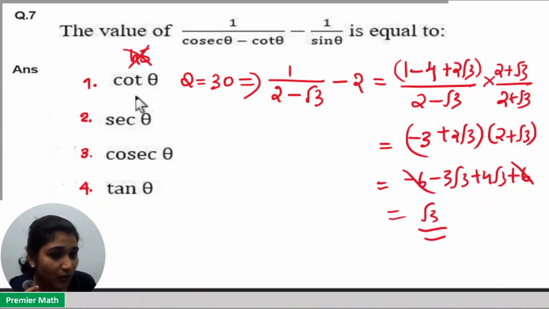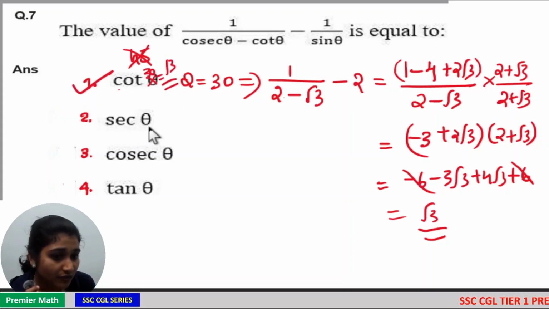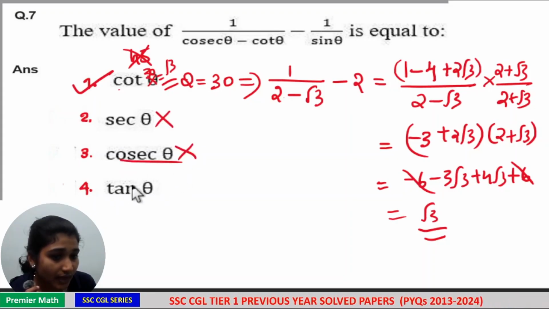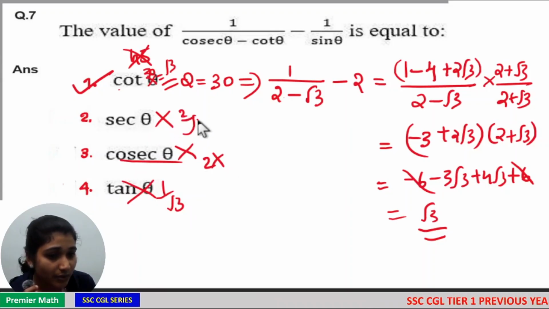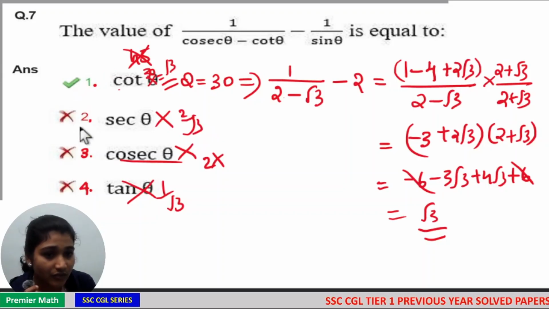We already know cot 30 is equal to root 3. Option 1 is your answer. If you check the others, sec 30 is not root 3. Cosec 30 is equal to 2. Tan 30 is equal to 1 by root 3. Cos 30 is equal to root 3 by 2, then sec 30 is equal to 2 by root 3. So option 1 is your answer.